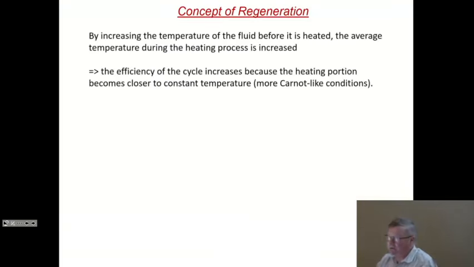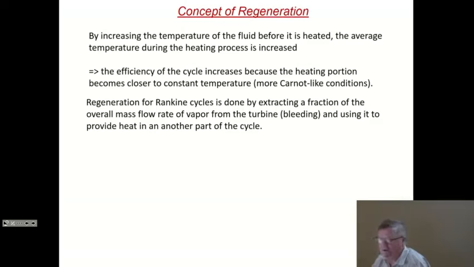Okay, so how do we do that? And that looks nice in theory. But what you do is you increase the temperature of the fluid before it is sent into the steam generator, before it is heated, making the cycle spend more time at a high temperature. And so basically, you have a transfer of heat in the steam generator that is more isothermal, if you want, because you have less of a temperature difference to take care of in the boiler itself. So it's a little bit more like a Carnot cycle because you transfer heat at a higher temperature.